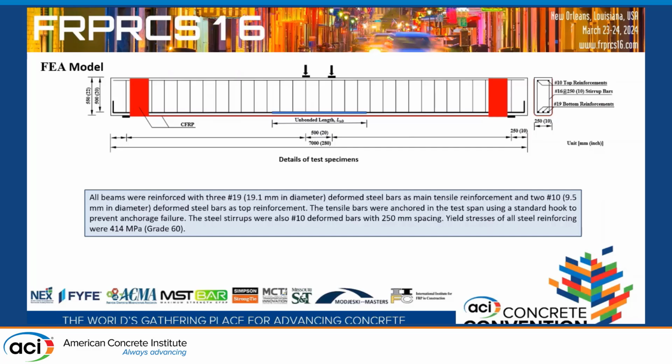So all the beams were reinforced with 3 number 19 deformed steel bars as main tensile reinforcement, and 2 number 10 deformed steel bars as top reinforcement. The tensile bars were anchored in the test span using a standard hook to prevent anchorage failure. And the steel stirrups were also number 10 deformed bars with 250 millimeters spacing. Yield stress of the steel reinforcement was 414 megapascals.